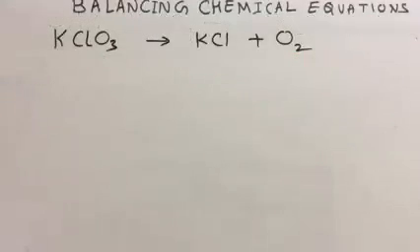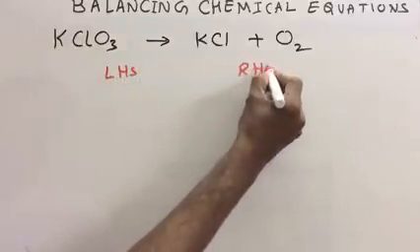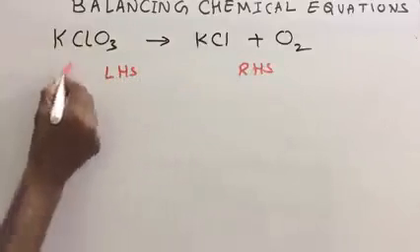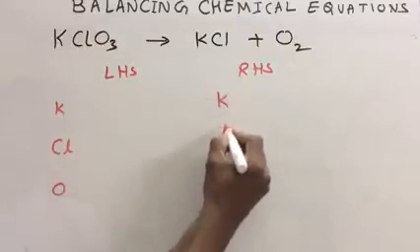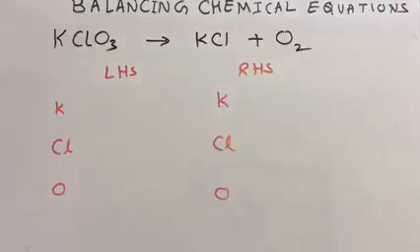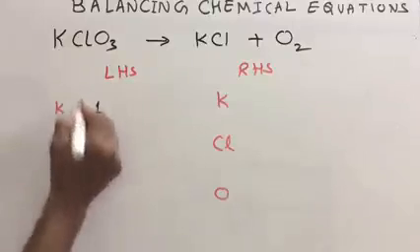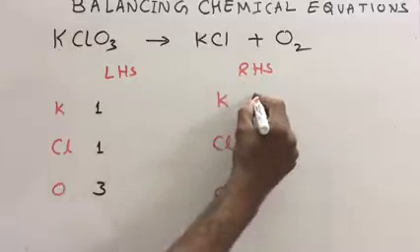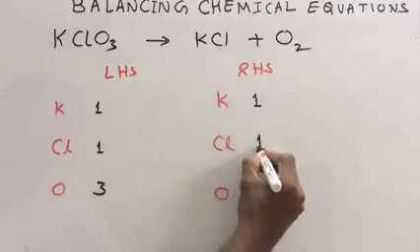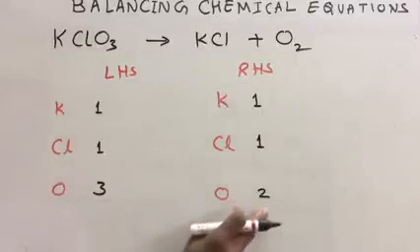Let us balance one more equation. Write LHS, RHS, potassium, and then chlorine, and then oxygen. Same elements. Number of potassium on LHS 1, and chlorine is also 1, oxygen 3. Here potassium on RHS 1, chlorine 1, oxygen 2. Potassium and chlorine are balanced. Now check oxygen. Here 3, here 2.